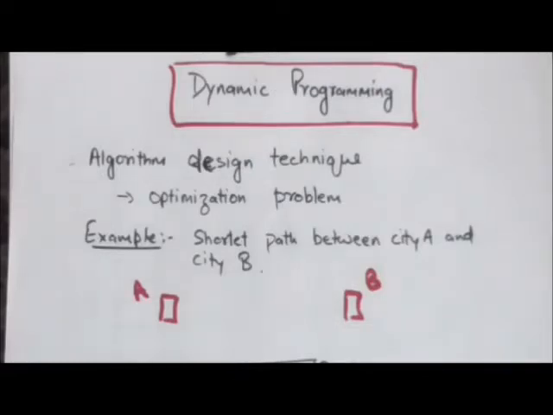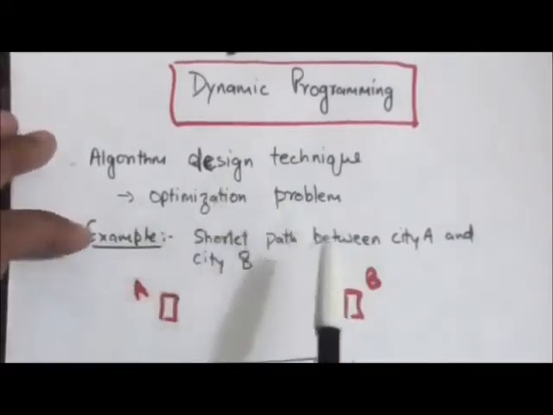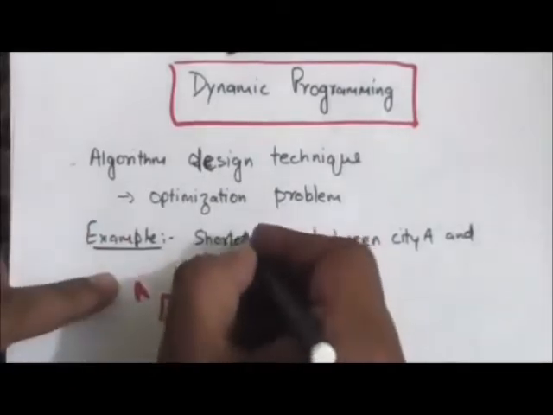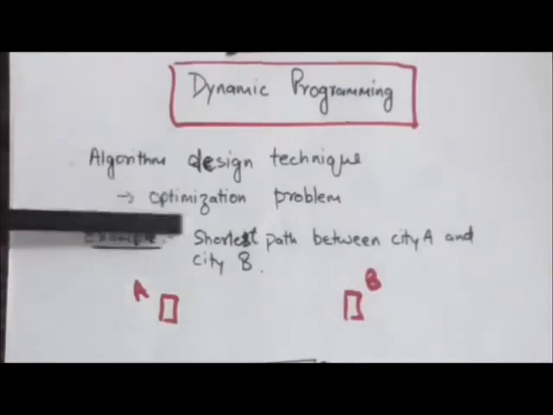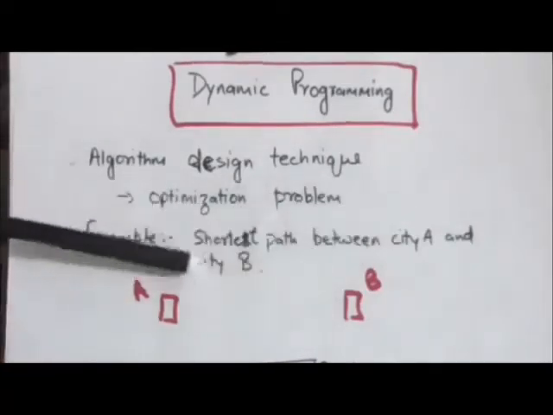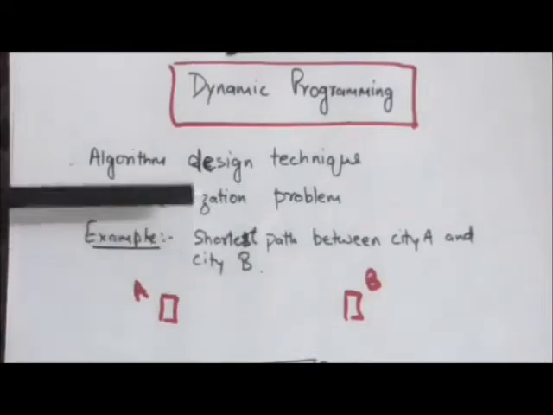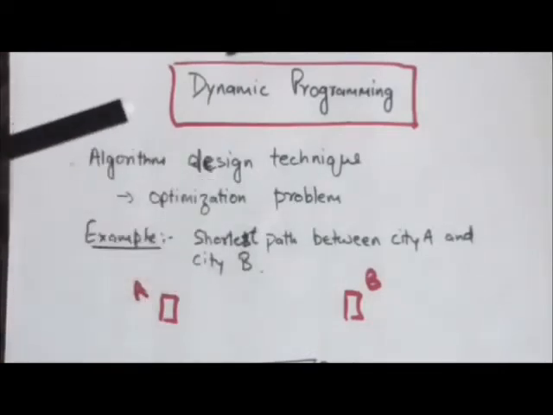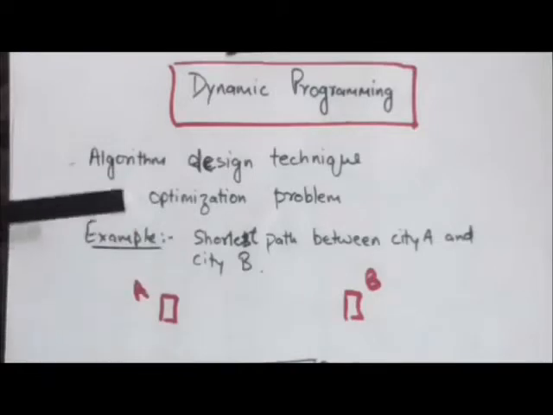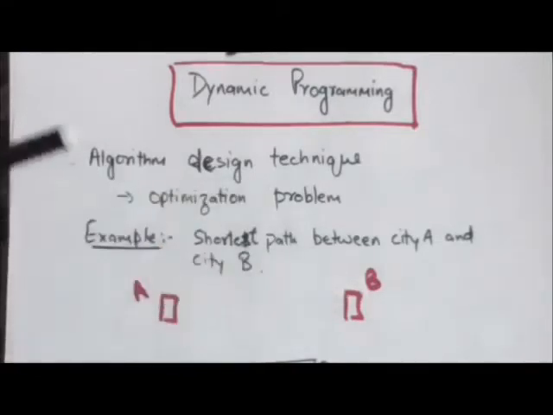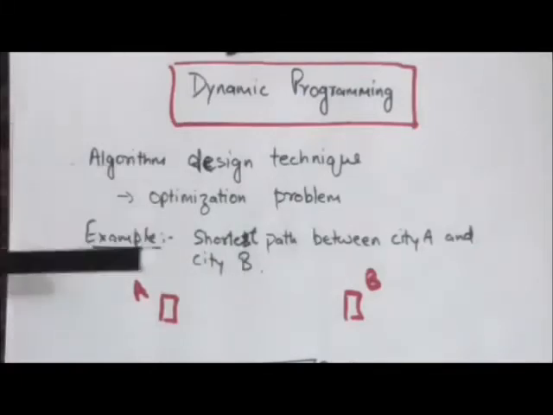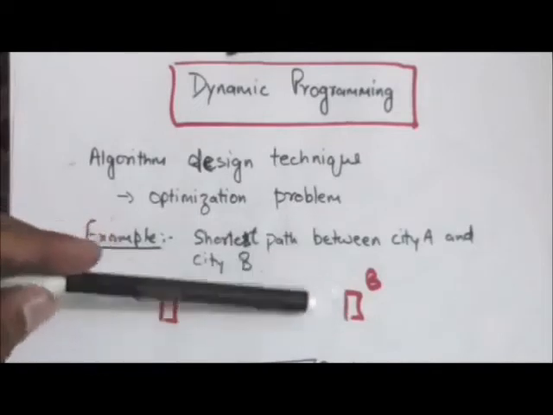For example, suppose we have to find the shortest path between city A and city B. Then this problem is an optimization problem because this problem has many solutions, because there are many paths between city A and city B. But we have to find that path which has the shortest distance.